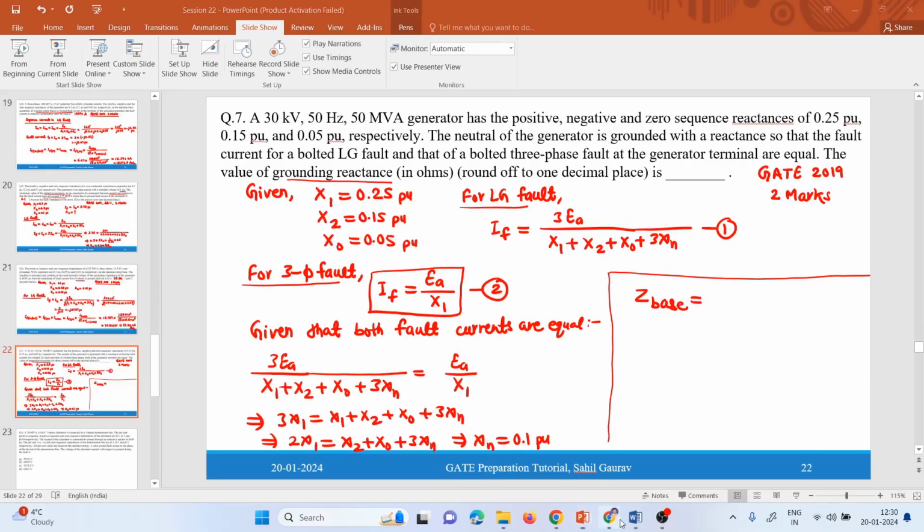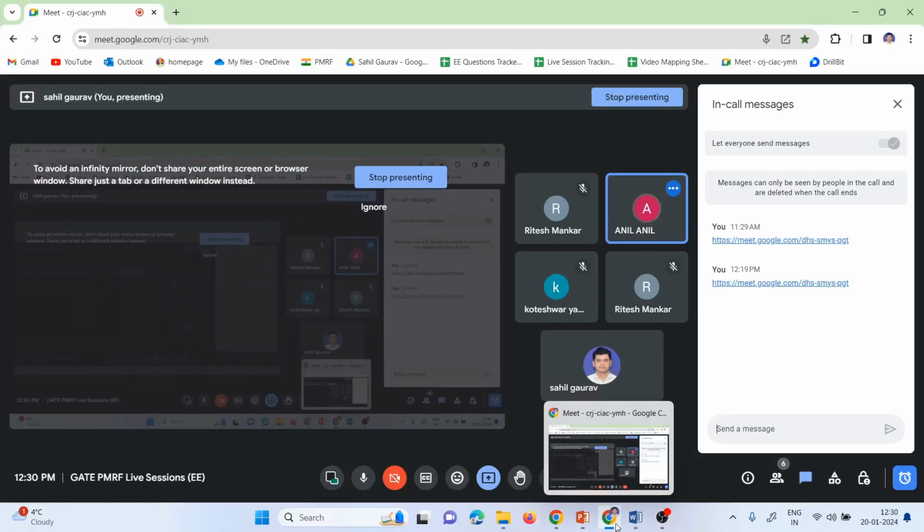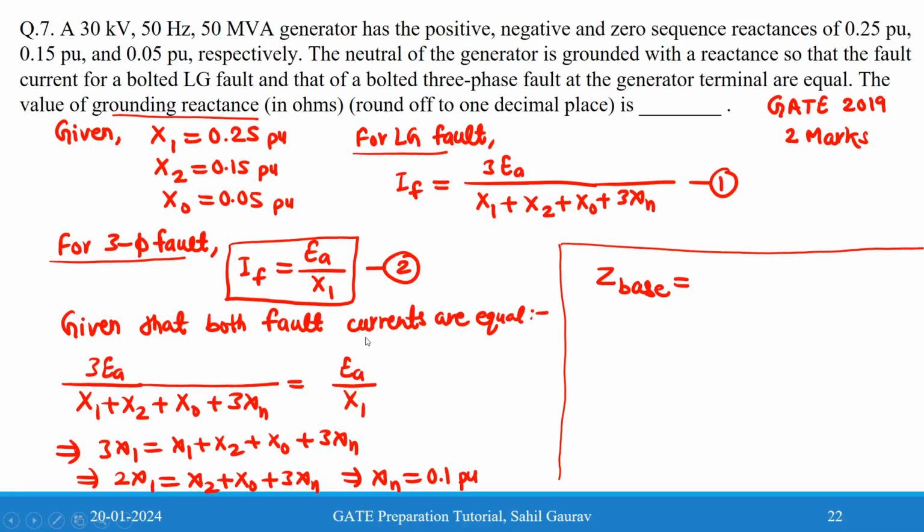Anil? MVA upon kV square. No, Z base is kV base square divided by MVA. Correct. So we have found xn in per unit.